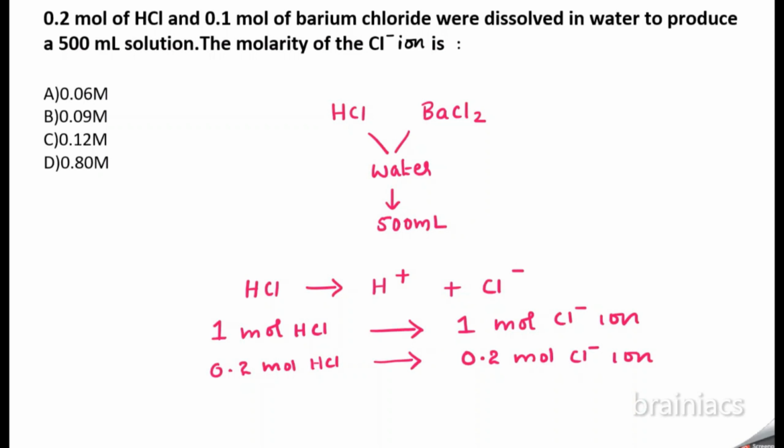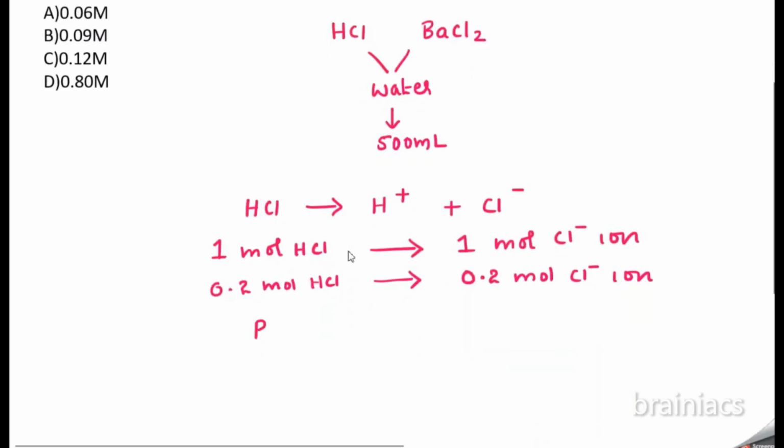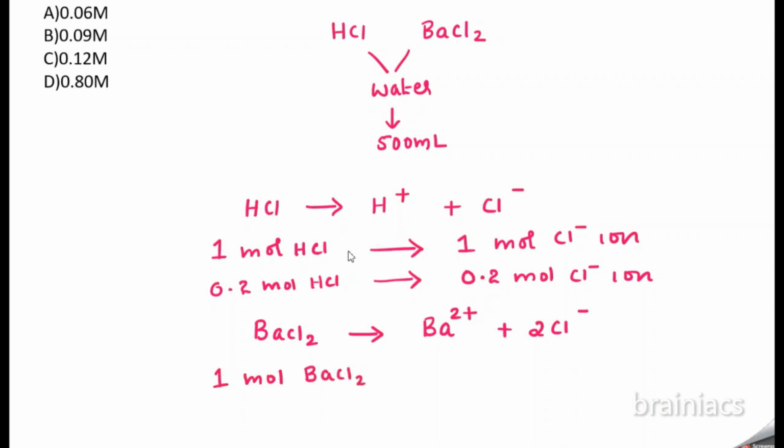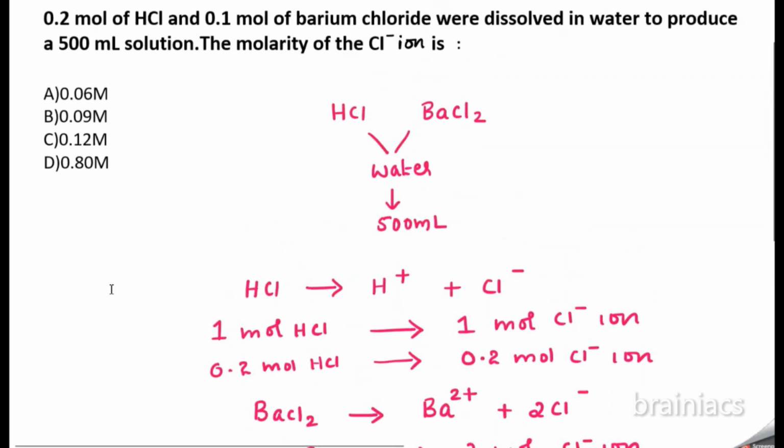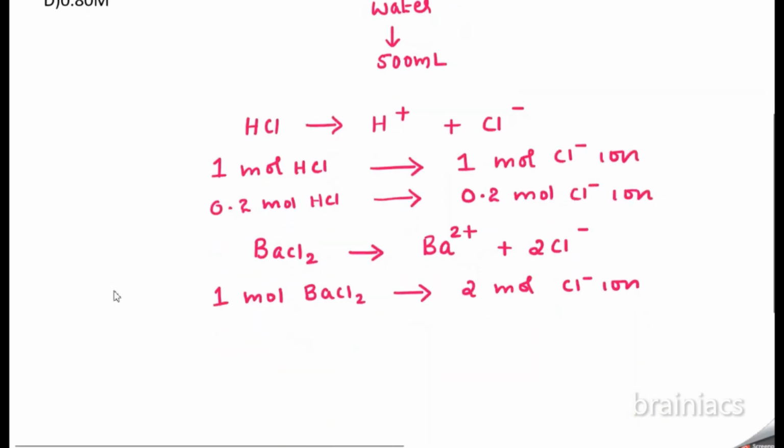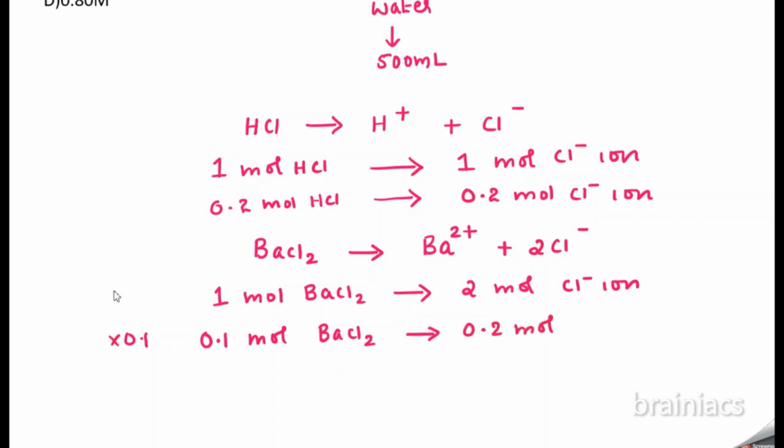Similarly, let us analyze barium chloride. How will it get dissociated? BaCl2 on dissociation in water will give barium 2 plus and 2 Cl minus. So 1 mole of barium chloride on dissociation will give 2 moles of chloride ions. Now how many moles of barium chloride are present? 0.1 mole. So 0.1 mole of barium chloride on dissociation will give how much? To go from 1 to 0.1, multiply by 0.1. Multiplying both sides, this becomes 0.2 mole of Cl minus ion.